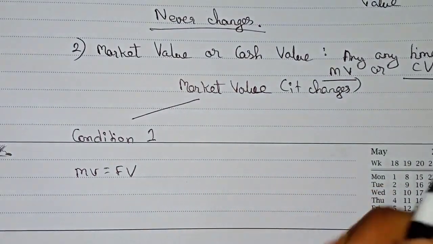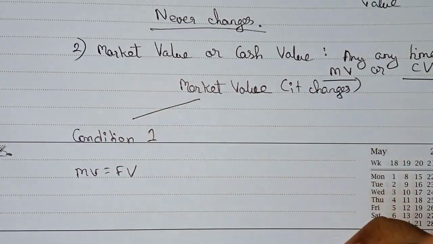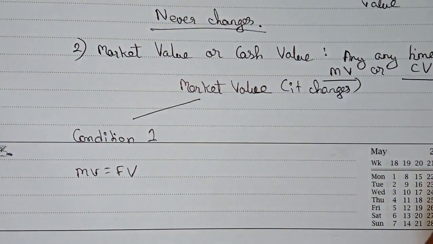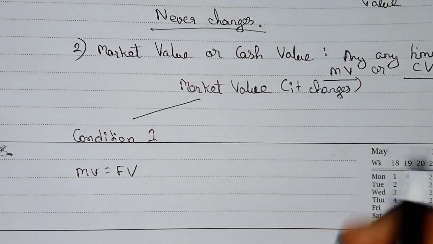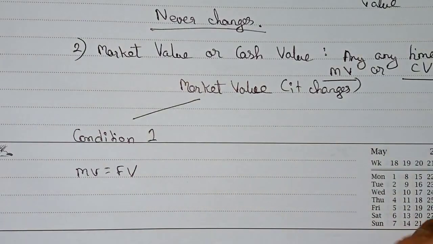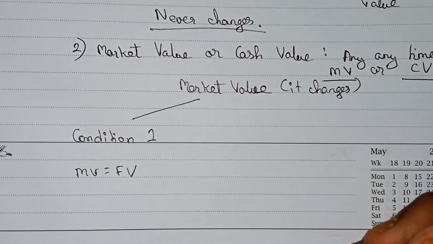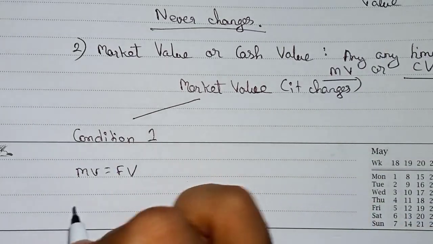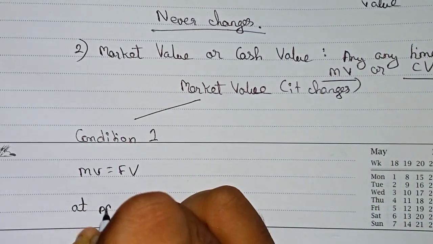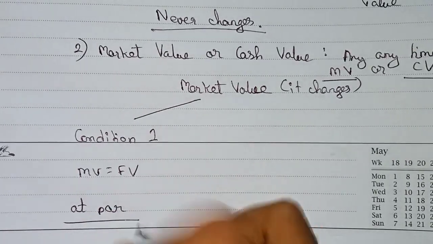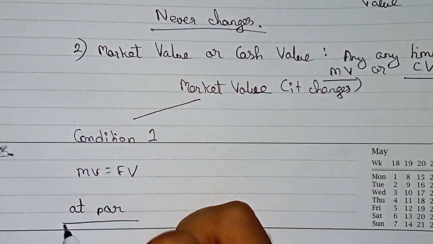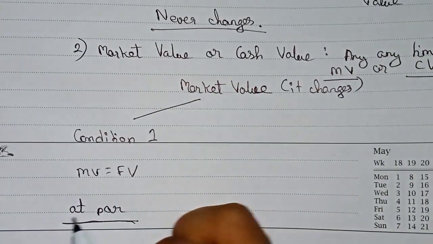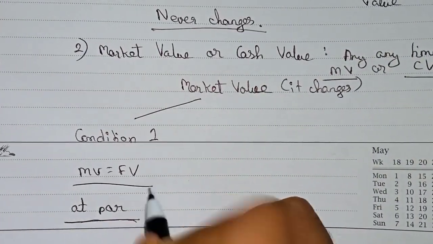For example, the company has set the price of the share, that is the face value, at rupees 100. The market value will also be rupees 100. The term that will be used here is at par. So at par means if in the questions we see that the market value is at par, that means the market value will be equal to the face value.